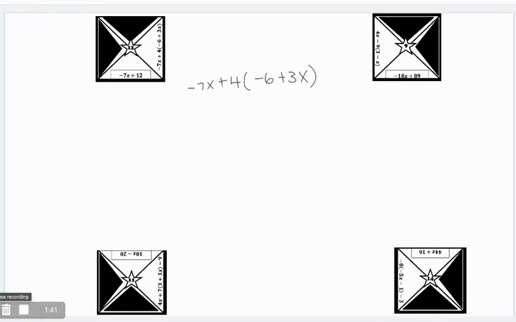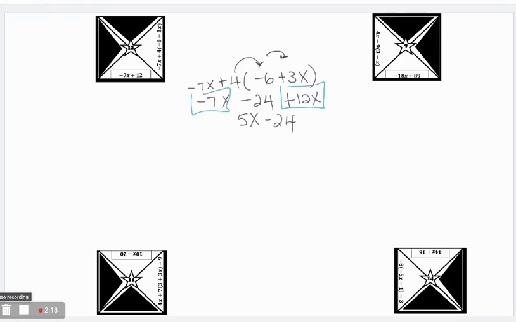All right, so we have negative 7x plus 4, parentheses, negative 6 plus 3x. So I see the parentheses there, and that tells me that I'm going to distribute the 4. So 4 times negative 6 is going to give us negative 24. 4 times a positive 3x is going to give us positive 12x, and then I'm going to drop down this negative 7x. Now I want to combine like terms, so I'm going to put together negative 7x and positive 12x, and negative 7 plus 12 is going to give us 5, so we get 5x minus 24.